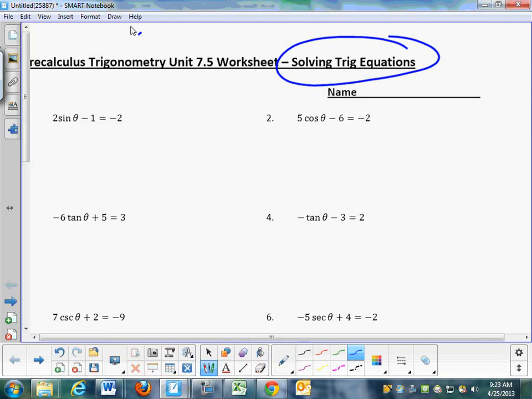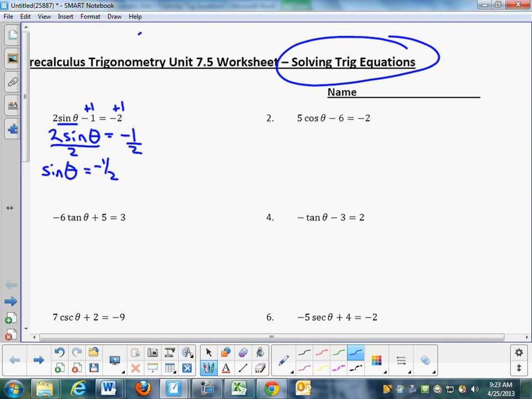2 sine of theta minus 1 equals -2. We start by solving for sine of theta. Okay? What do I do first? I add the 1. I get 2 sine of theta is equal to -1. Why? Because I added 1 to both sides. Got to remember there, you can't see me. Okay. Now what do I do? Divide by 2. And I get sine of theta is equal to -1/2.